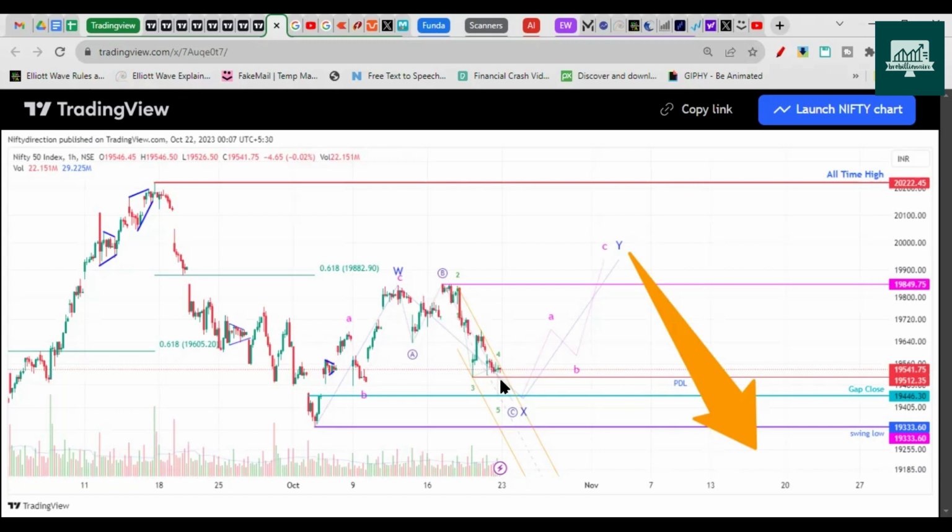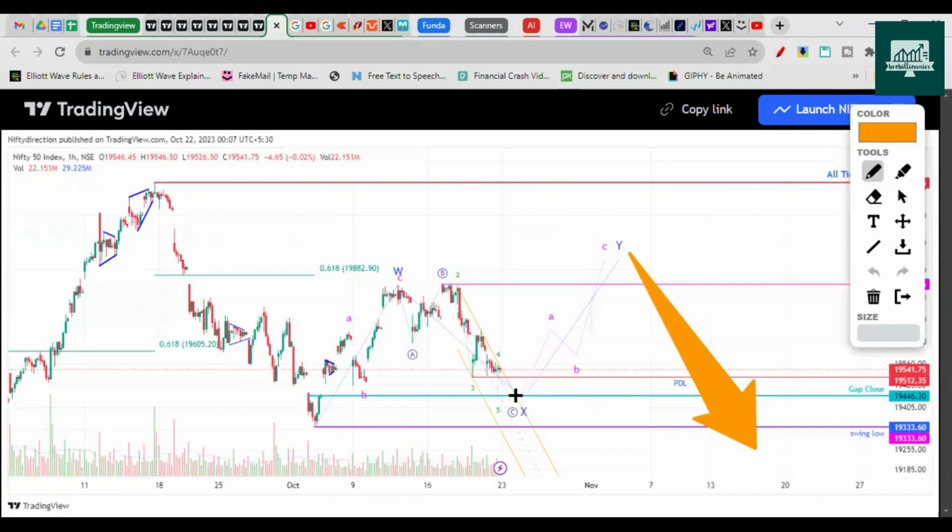So one can label this wave differently. One can also label this as a complex correction, W, then X, right? X completed here, and maybe A, B, and C, right? So that is also possible. What we want to understand with the Elliott wave here is what is going to be the direction of the market, right? So here there is support at 19,440, and we will have an ABC pullback. A wave should go towards this, and this A wave could also become a complex correction like this. It can go, but that's up to you to trade.